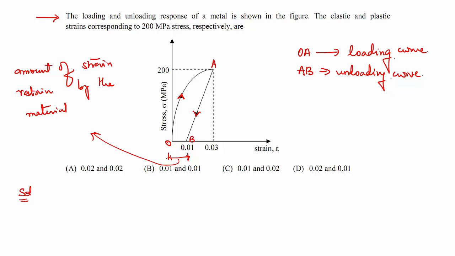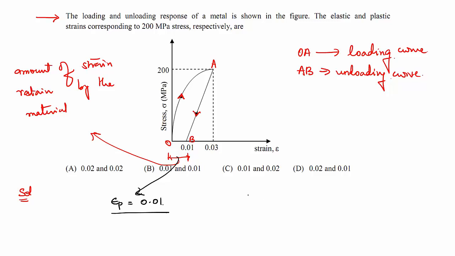So this dimension OB will give us the plastic strain, that is epsilon P is equal to 0.01. Okay, 0.01 is the plastic strain. And now we need to calculate the elastic strain. We need to calculate the elastic strain here, right?